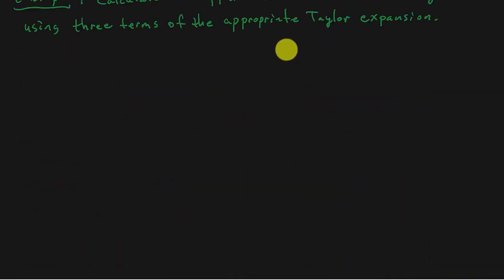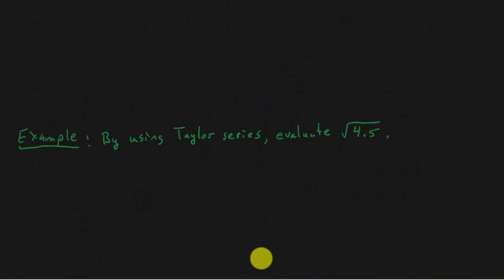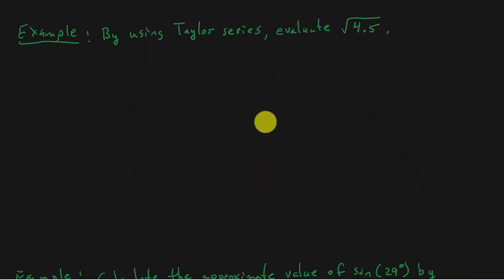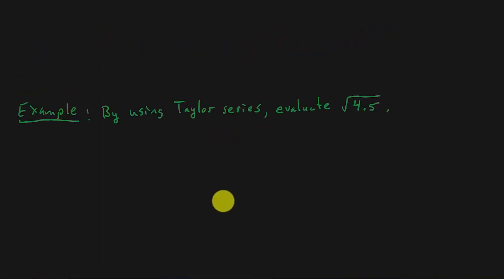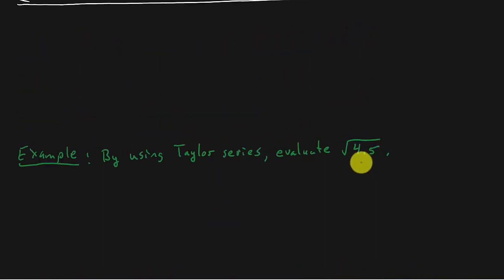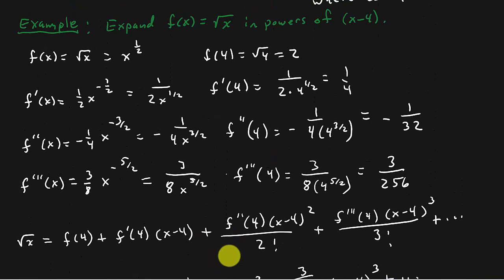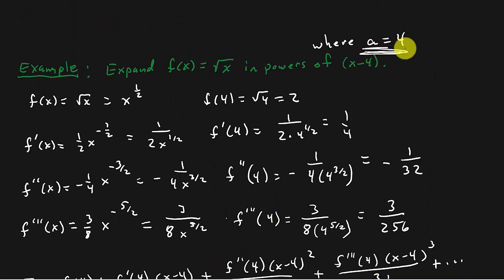All right. Now, where am I? Right here. Okay. So by using Taylor series, evaluate the square root of 4.5. All right. Now, let me explain something here before we do this problem. So it's wanting us to evaluate 4.5. So if I'm going to use a Taylor series, I'm going to use a Taylor series where a equals 4.